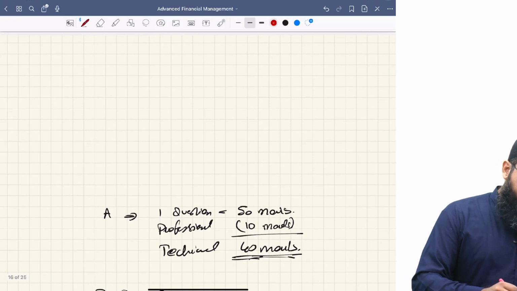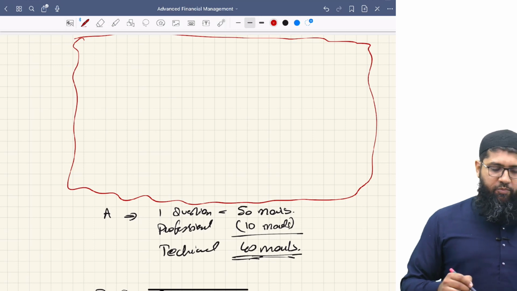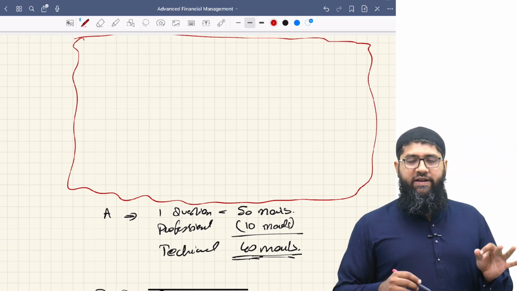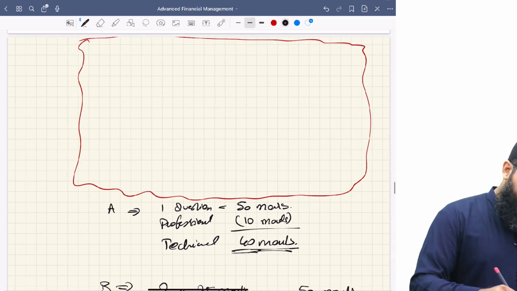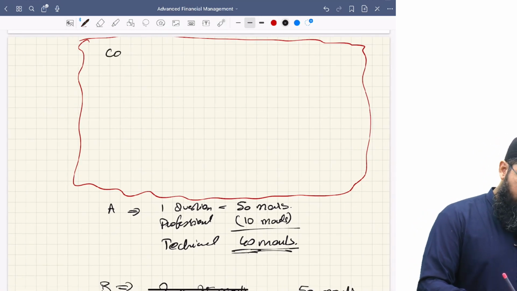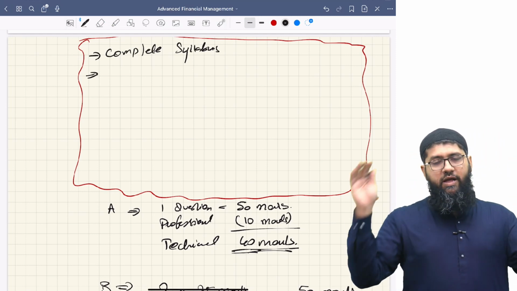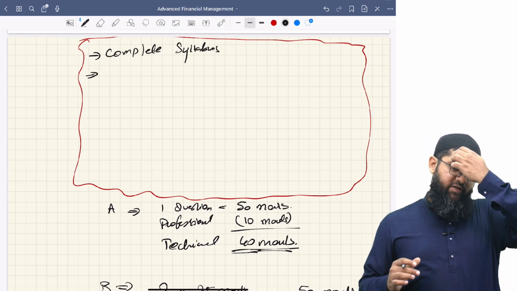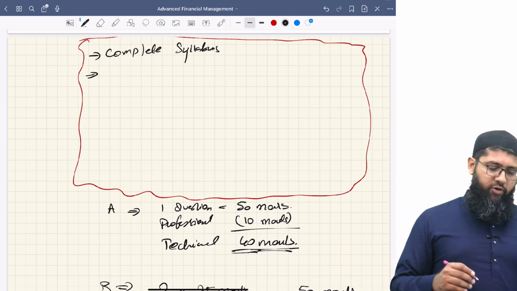Now, for us to complete the AFM and to ensure that you are able to pass the AFM in the first attempt, there are a few things that I would suggest. Number one: don't focus on parts. Focus on the complete syllabus. That's the first and foremost important thing.